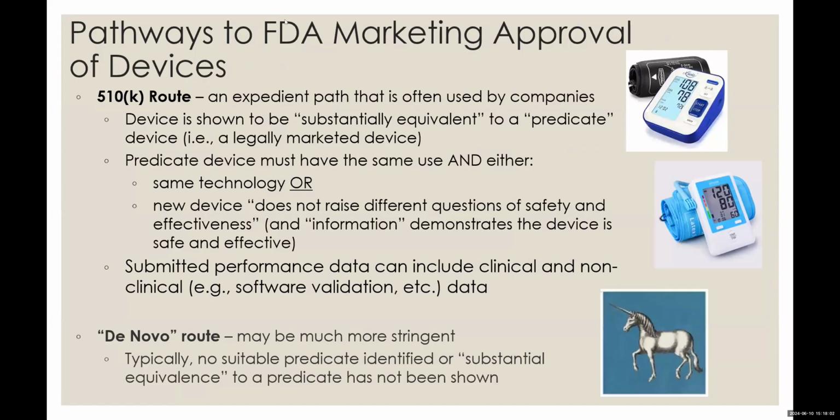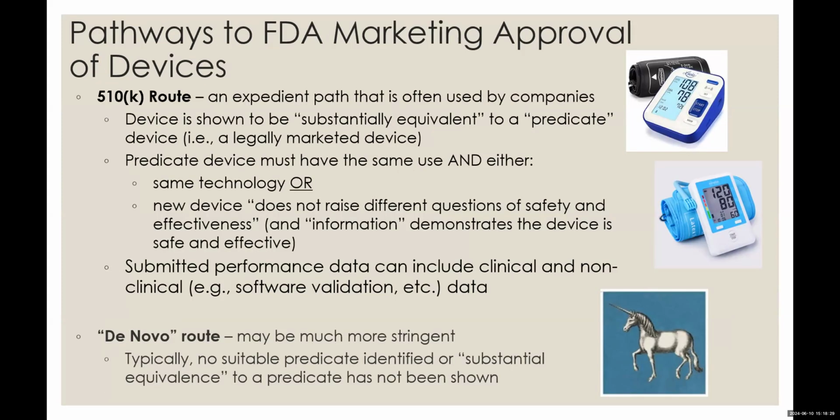There are two basic ways to approve devices at FDA. One is the 510(k) route, which is more expedient and typically used by companies. Here, a device is shown to be substantially equivalent to a predicate. So we've got a couple of blood pressure monitors here on the right. And the predicate is defined in a very specific fashion with respect to the underlying technology.